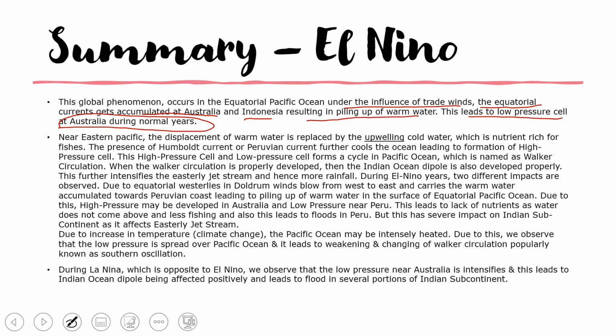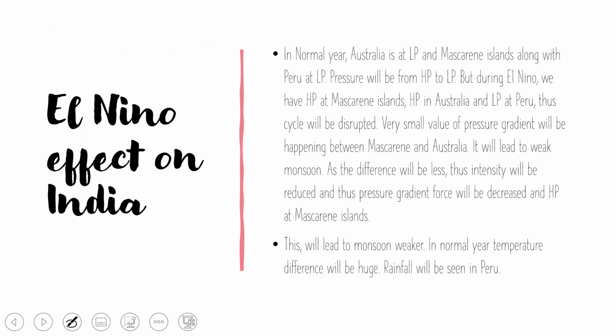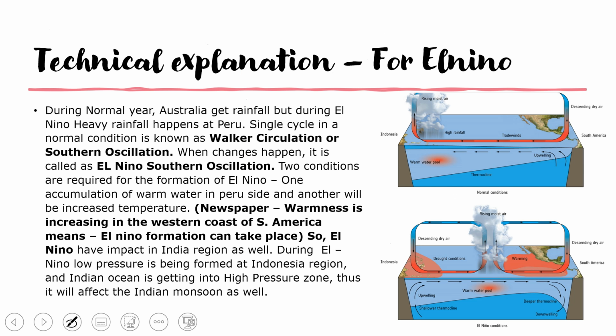Trade winds happen in the normal years, but in the El Nino year, equatorial westerlies come into play. So near the eastern Pacific, the displaced water is replaced by upwelling cold water, which is nutrient rich for the fishes. The presence of the Humboldt current and Peruvian current further cools the ocean, leading to the formation of a high pressure cell in the Peru region. So the high pressure cell and the low pressure cell form a cycle in the Pacific Ocean, which is named the Walker circulation. This is called the Walker circulation.